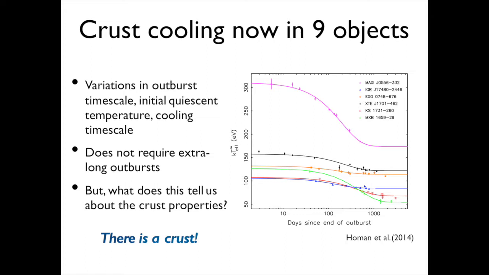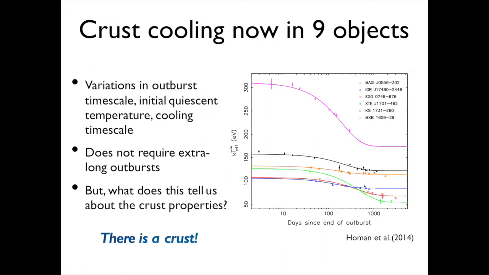So here's a compilation done by Jeroen Homan of 6 of these objects. There's actually 9 objects now where we see this cooling happen. You can see that there's a wide variety of initial temperatures for the crust. They all show the same general trend, that they cool rapidly over the first few hundred days, and those that we've monitored long enough have started to flatten off at the end. They don't all require having extremely long outbursts.